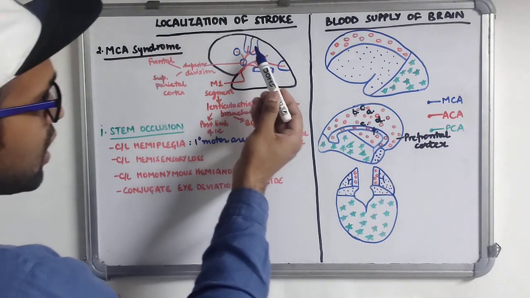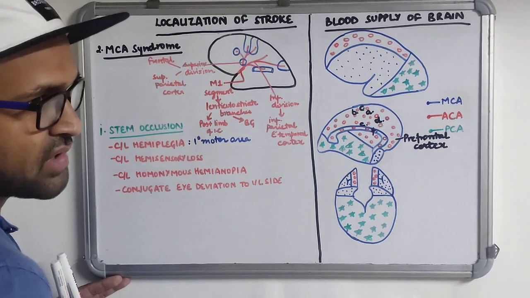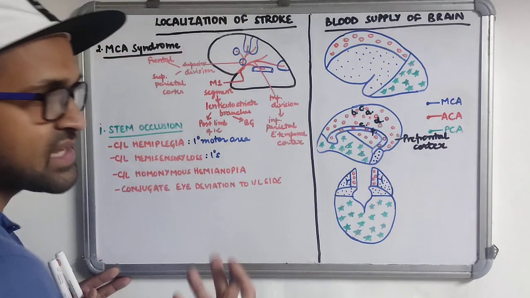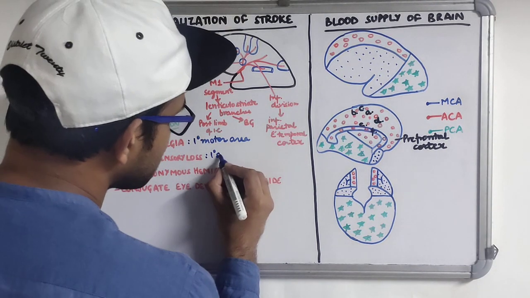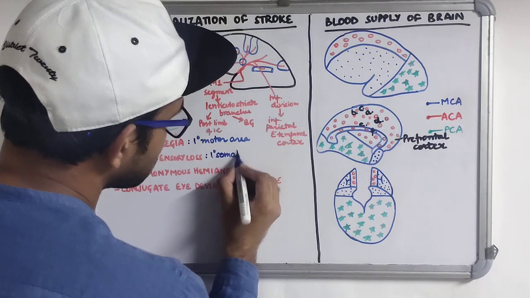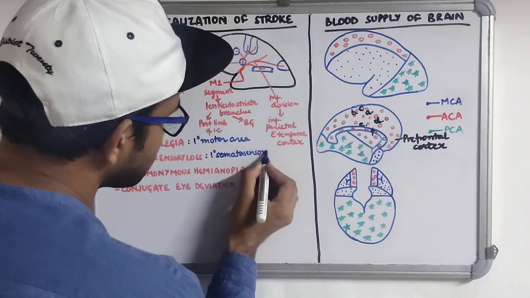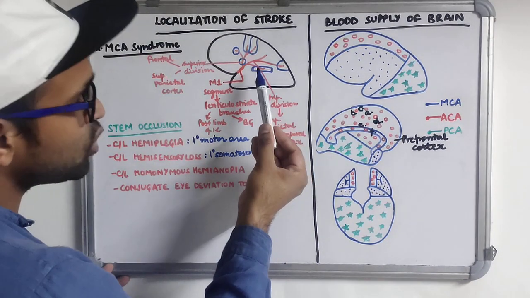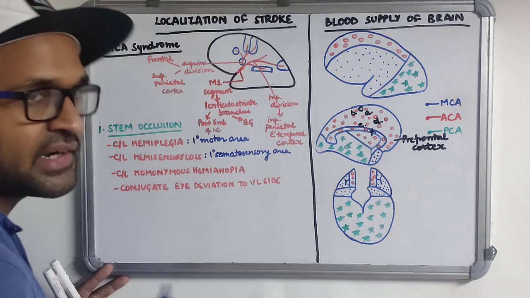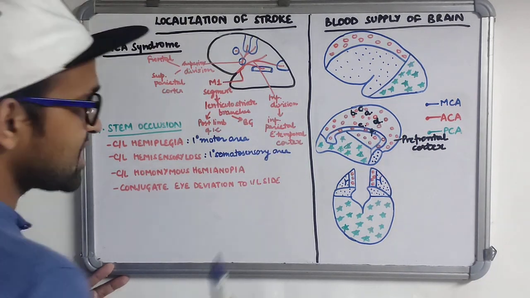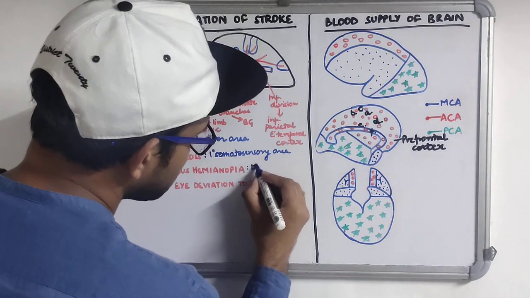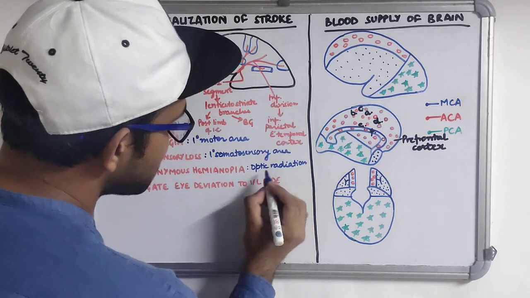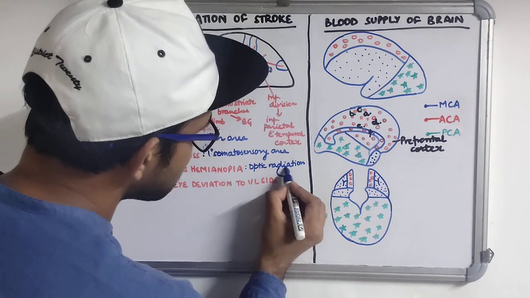Similarly, due to involvement of the postcentral gyrus, the primary somatosensory area, Brodmann areas 3, 1, 2, there is contralateral hemisensory loss over the face, arm and leg. Now, why does homonymous hemianopia occur? It occurs due to involvement of the optic radiation. The optic radiation is again supplied by the middle cerebral artery. So there occurs contralateral homonymous hemianopia.